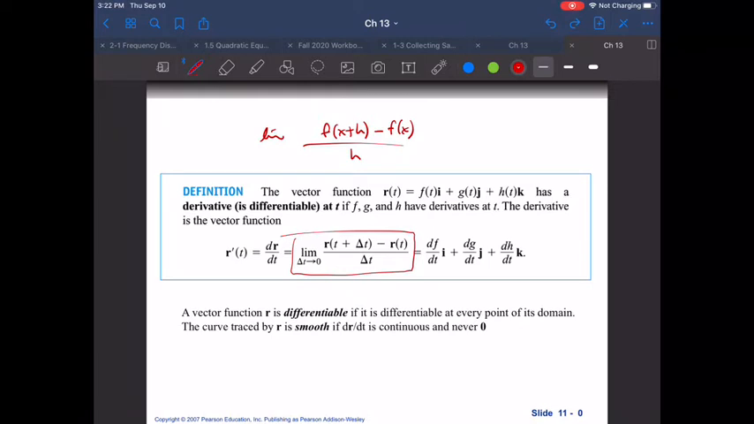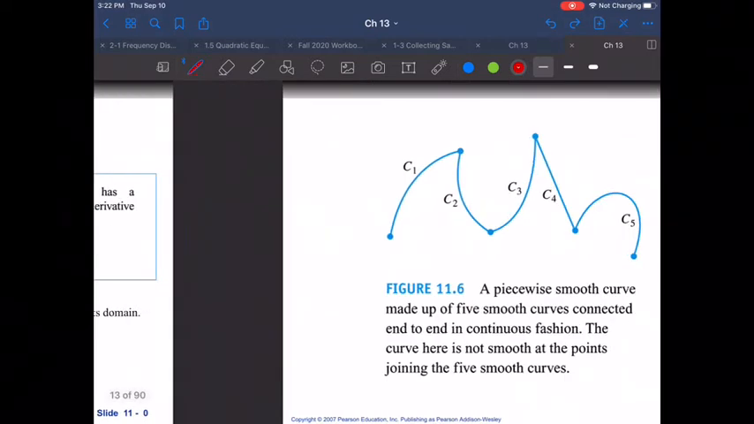Then it's just differentiable. The curve traced by r is smooth if dr/dt is continuous and never 0. Okay? So let's take a look ahead here.